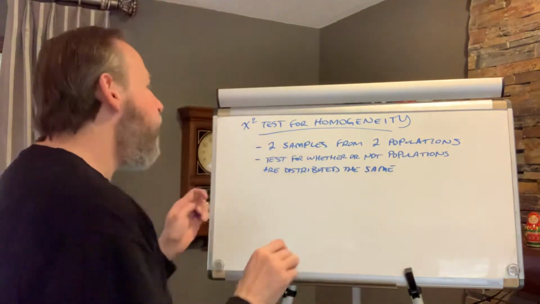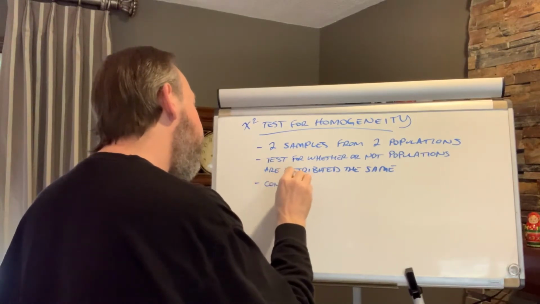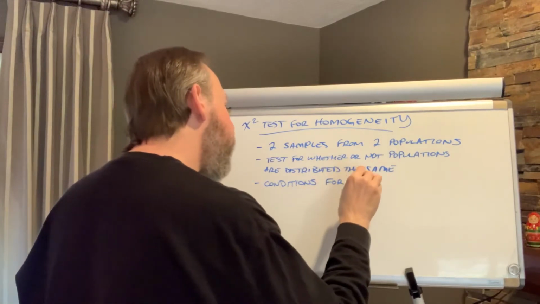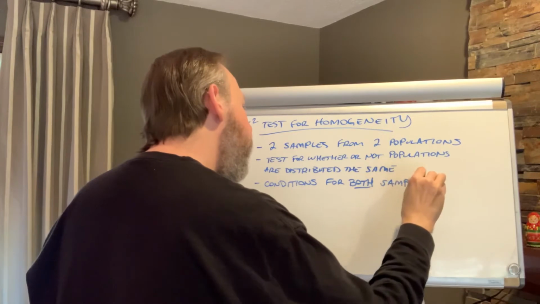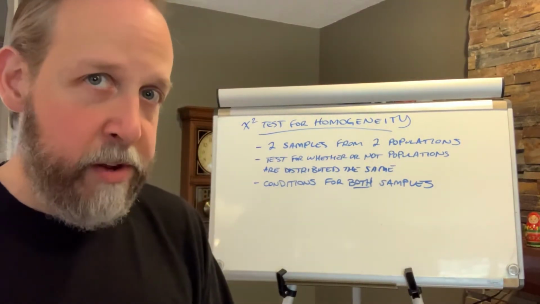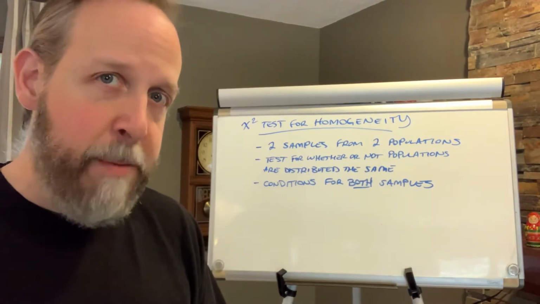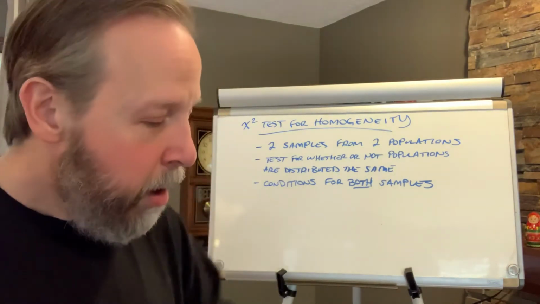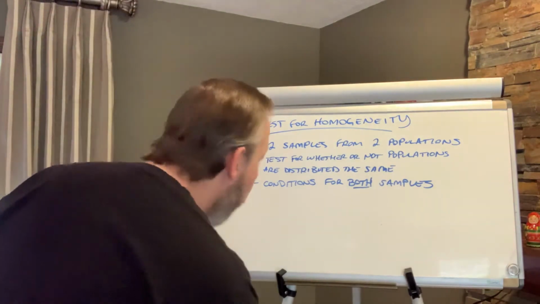The only additional difference is in the conditions also. Conditions have to be met for both of those samples. With independence testing, we just had one sample, so we only had one set of conditions. But for homogeneity testing, we're taking two distinct samples from two distinct populations. So the conditions have to apply to both. All right, well, that's enough talk. Let's do an example, and we'll see what it looks like.